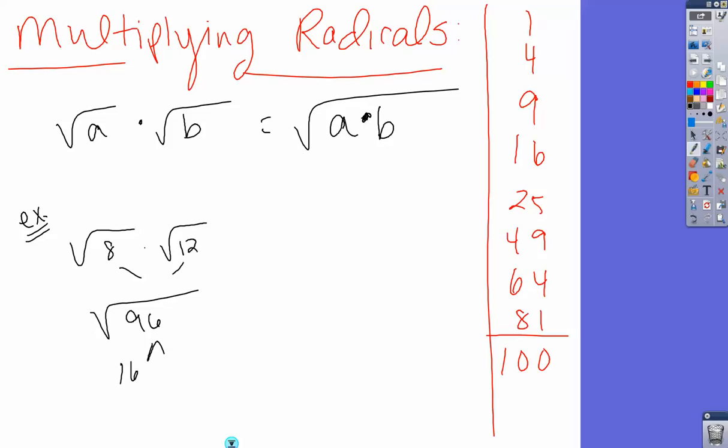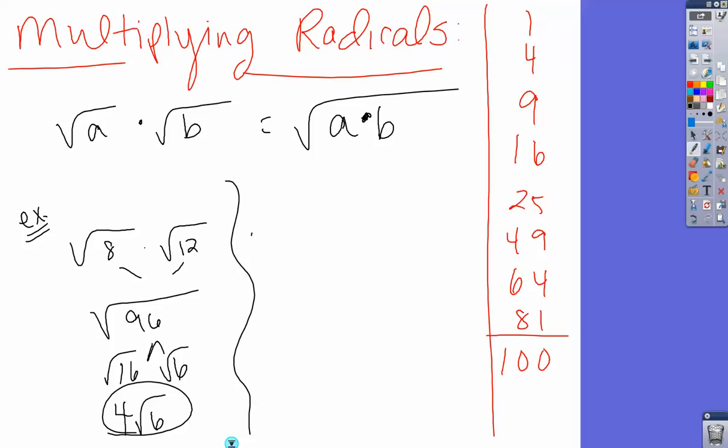16 times 6. Square root, square root. What's the square root of 16? 4. What's the square root of 6? I can't do it, so I write it. I'm done. Okay? So hopefully you're thinking that's not too hard, because that's really all it does.